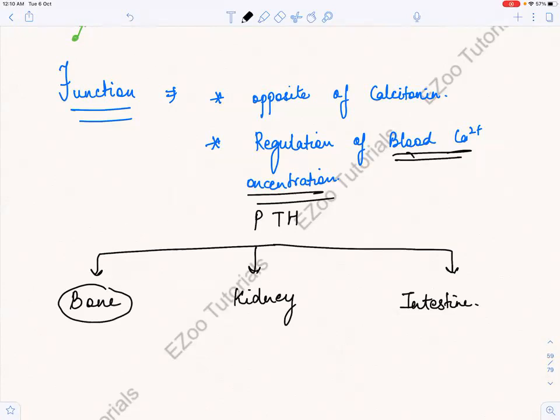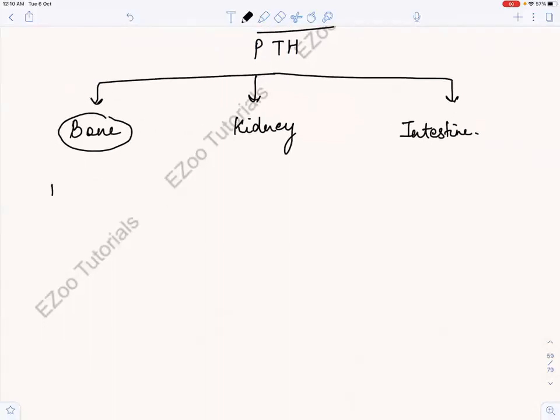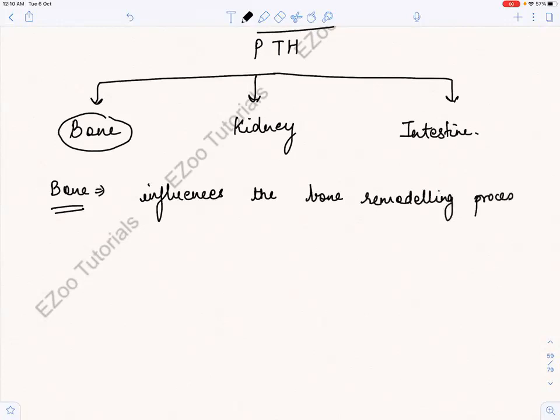So first, we are seeing how this parathormone is working on bone. Basically, what this parathormone does is it influences the bone remodeling process. You have to remember this word, bone remodeling process. What is this bone remodeling process? You should know it. It is a lifelong process.